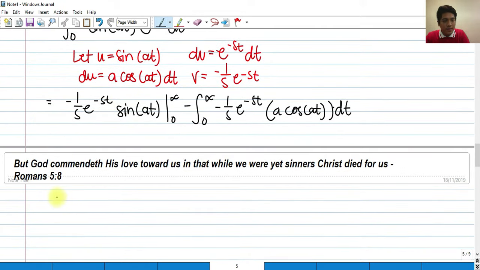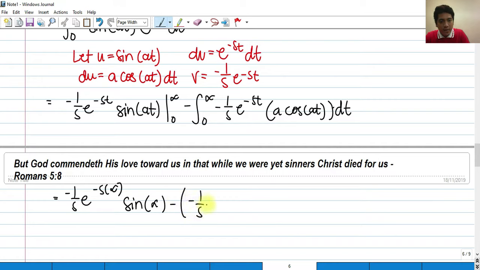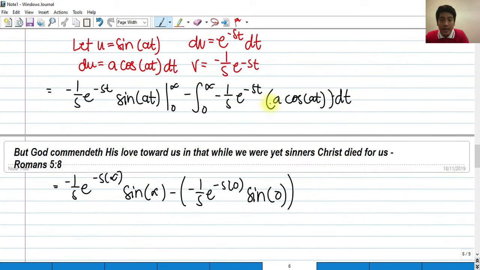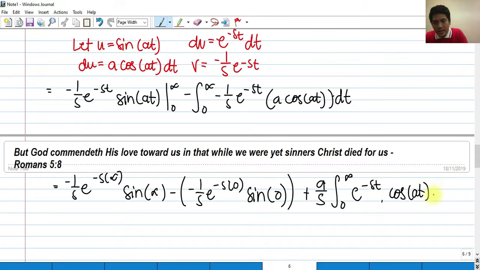So again, let's first evaluate the limits of this. We have negative 1 over s, e raised to negative s times infinity, sine of a times infinity, minus negative 1 over s, e raised to negative s times 0, the lower limit, sine of a times 0 is sine of 0. And on this term, I can factor out a because we are integrating with respect to t. And I can factor out negative 1 over s. So we have a times negative 1 over s, that is negative a over s. And we have a negative sign here, so this becomes positive a over s, the integral from 0 to infinity of e raised to negative st multiplied by cosine of at dt here.